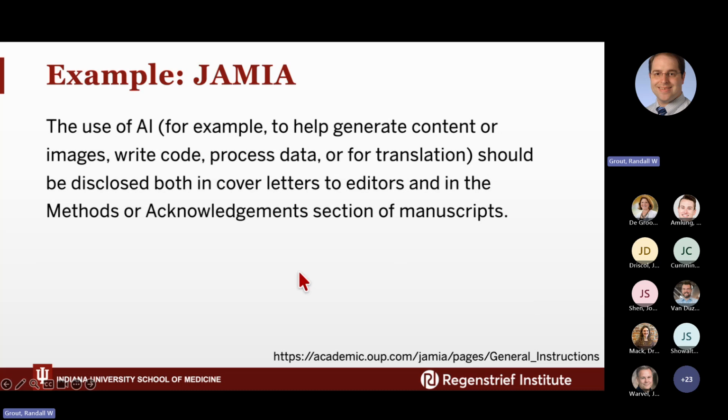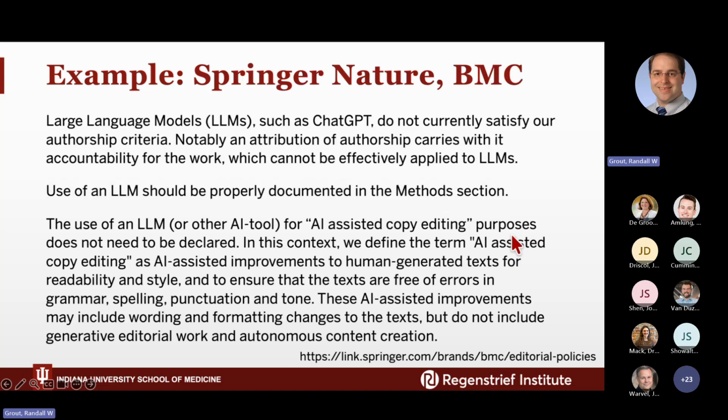Next up, JAMIA. Sometimes we have a strong informatics audience represented here, so I wanted to highlight that. The use of AI, for example, to help generate content or images, write code, process data, or for translation, should be disclosed both in cover letters to the editors and in the methods or acknowledgement section of the manuscript. So you see a common theme here of possibly in the cover letter, but definitely in the methods or acknowledgement, depending on how involved it was. And commonly, the copy editing doesn't need to be disclosed. And a final example from Springer, like the Nature papers, BMC journals.